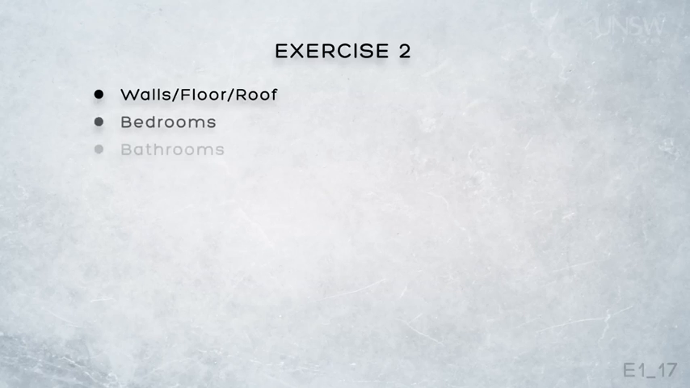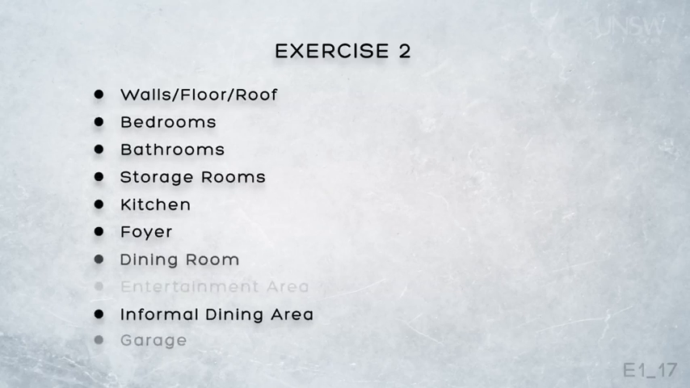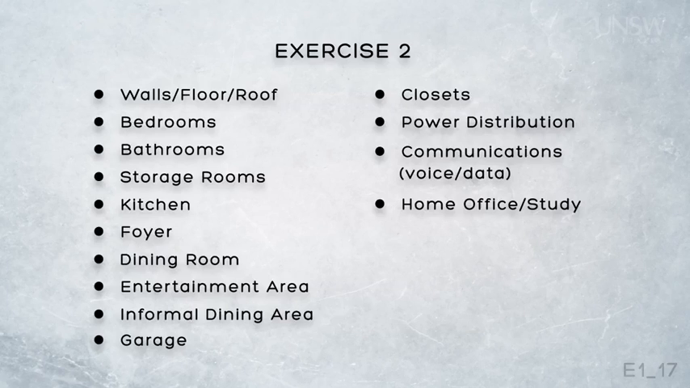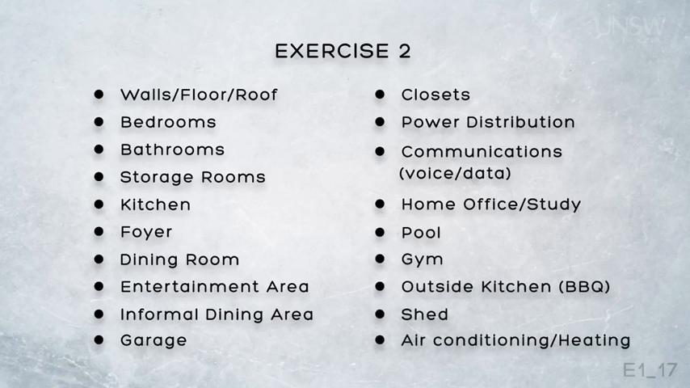So for that suburban type house, we have the walls, the floor and the roof, as well as bedrooms, bathrooms, storage rooms, kitchens, and so on as the basic physical building blocks we might use to describe the system. A large house may also have a pool, perhaps even a gym. It may even have an outdoor kitchen, and so on.